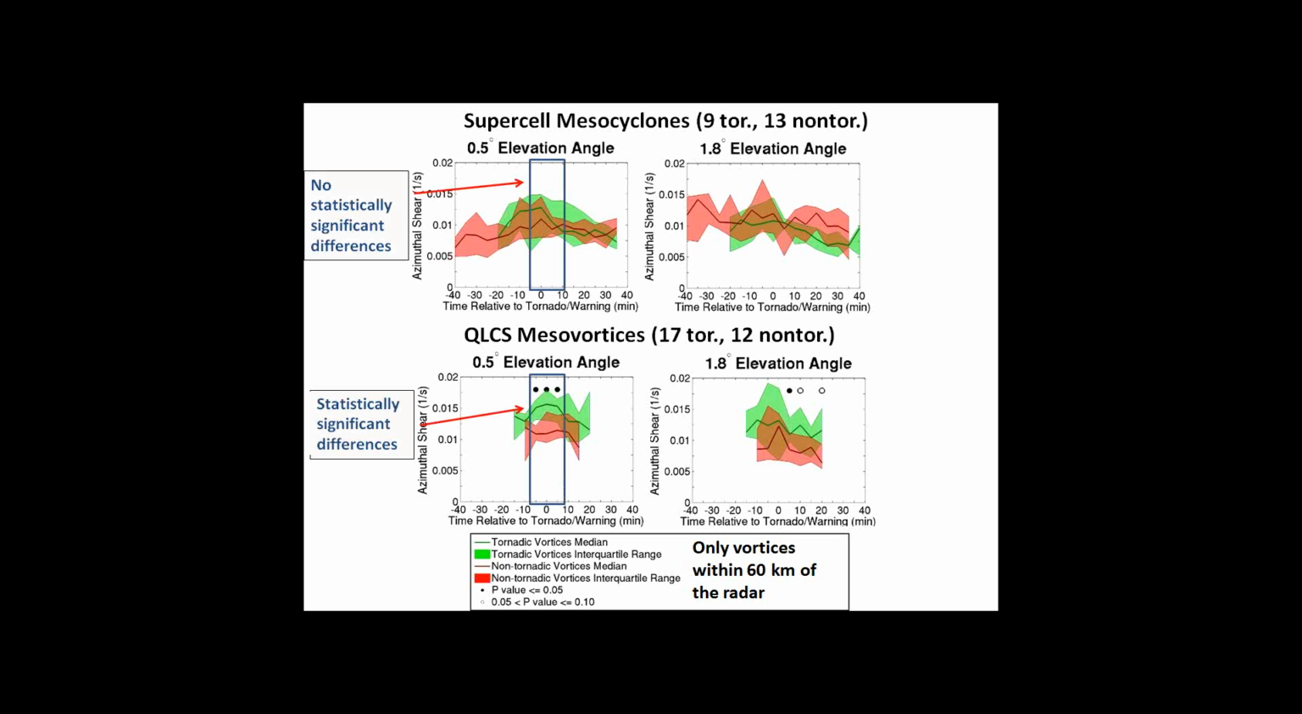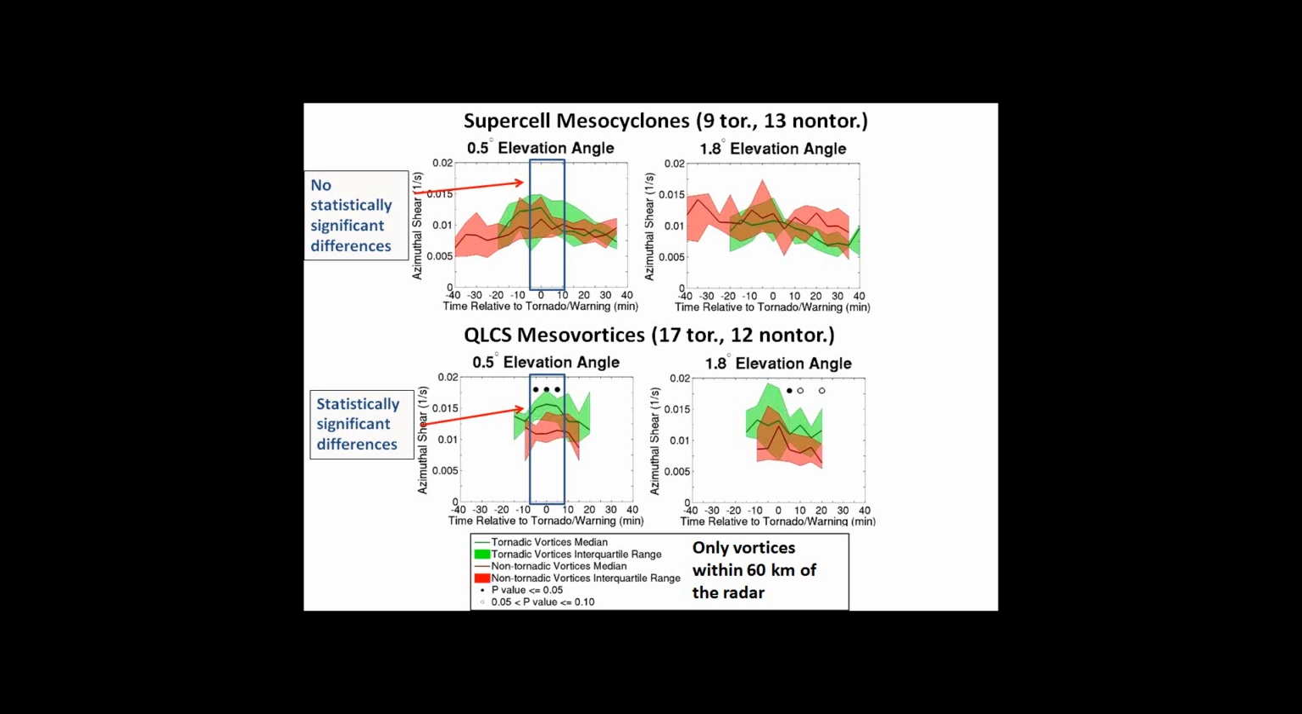Starting out in the top left corner, you can see at the base scan, or the half-degree elevation angle, the tornadic supercells did have a little bit higher azimuthal shear than the non-tornadic supercells at the time of the tornado. That difference was not found to be statistically significant. However, interestingly, in the bottom left, we looked at the base scan for the QLCS vortex or non-supercell type cases, and we actually did find statistically significant differences in azimuthal shear between the tornadic and non-tornadic vortices, starting about 5 to 10 minutes before the tornado.